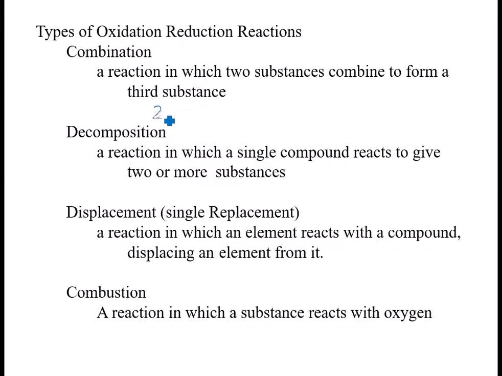So there's 2 reactants and 1 product. That's how I can identify if it's a combination. A decomposition is when a single compound gives 2 or more substances. So I have 1 reactant and 2 or more products. Most common is 2, but it can be more.